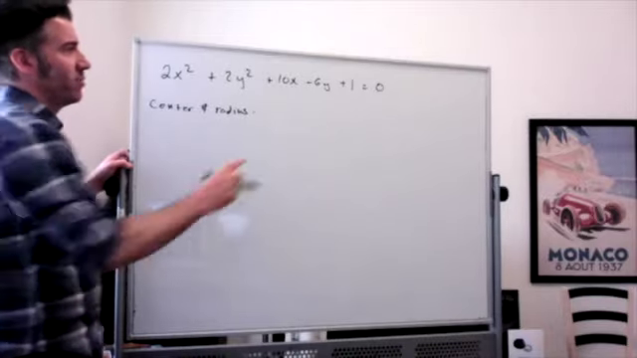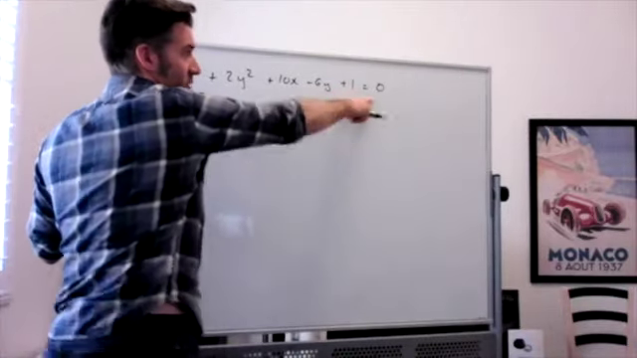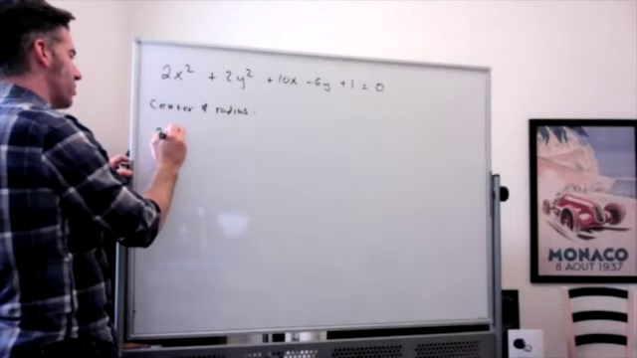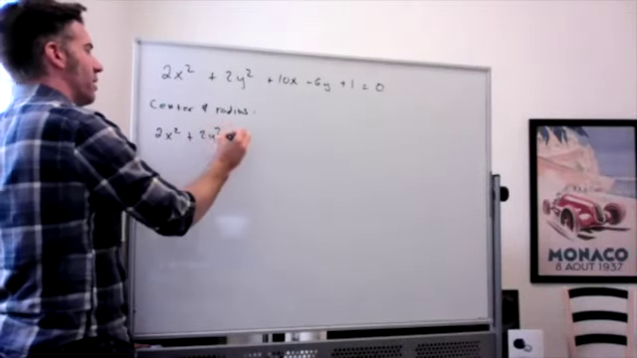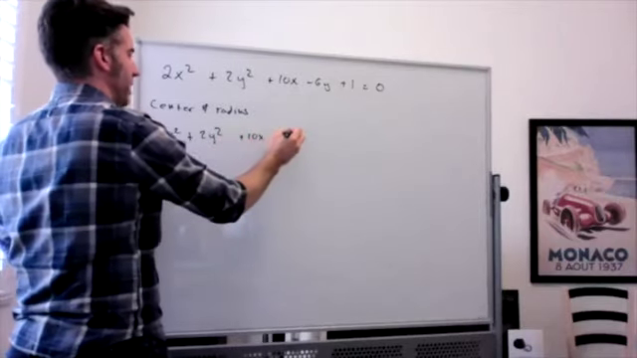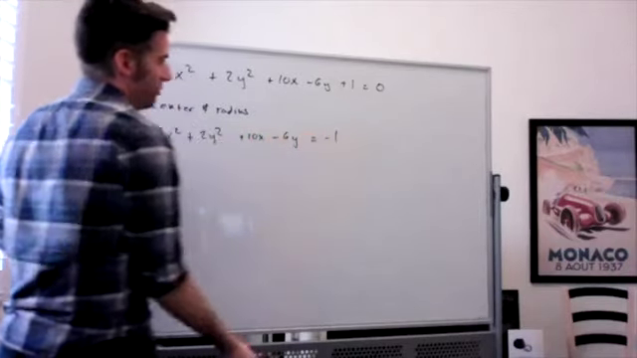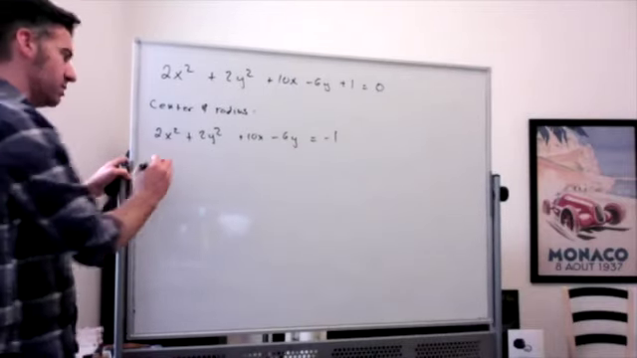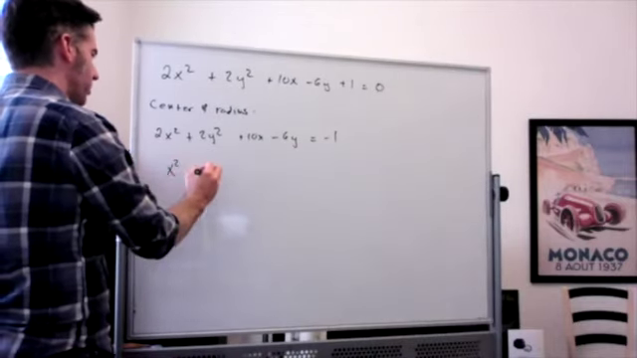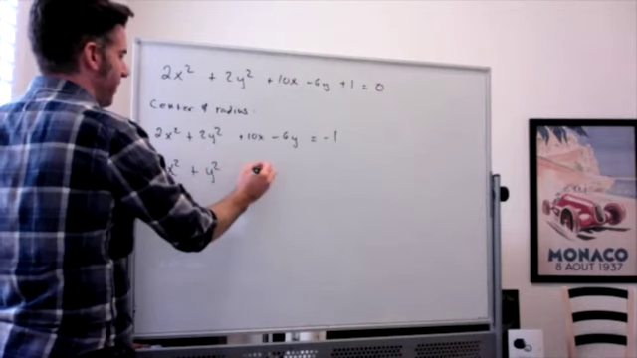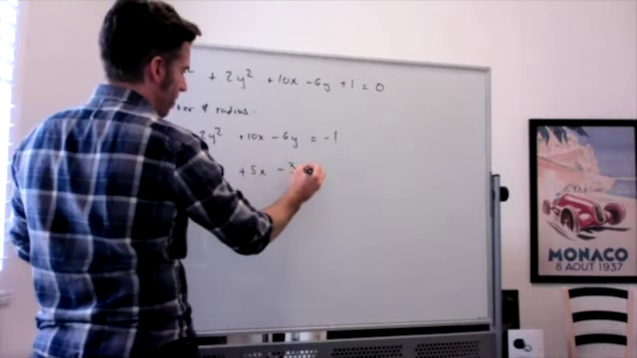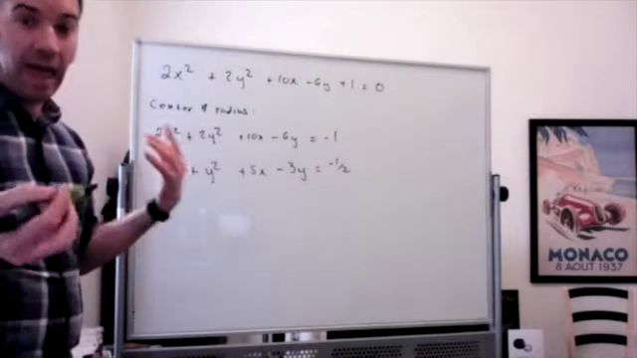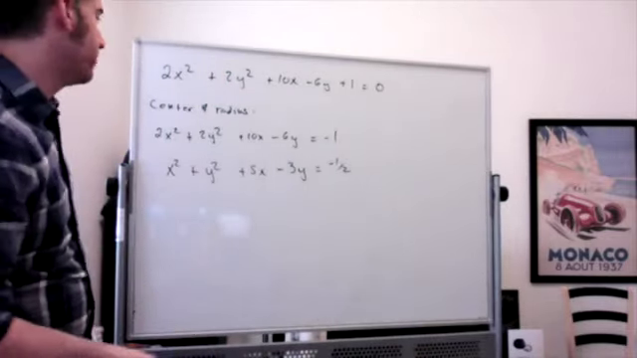First off, I'm going to bring this constant term over to the other side. Everything else is going to stay here though. So I'm going to rewrite this as 2x squared plus 2y squared plus 10x minus 6y equals negative 1. And then I'm going to divide everything by 2 because I don't want those coefficients. So I'm going to have x squared plus y squared plus 5x minus 3y equal to negative 1/2. We do have to divide everything by 2 if we're dividing by 2.